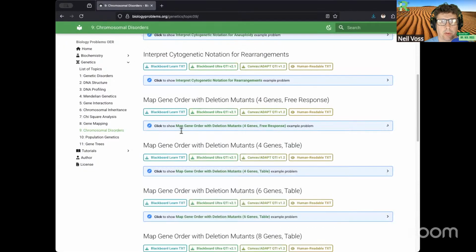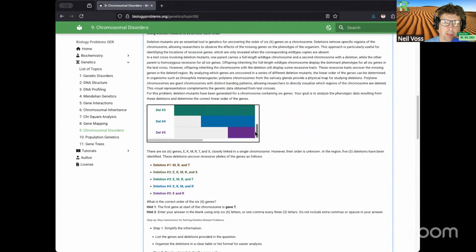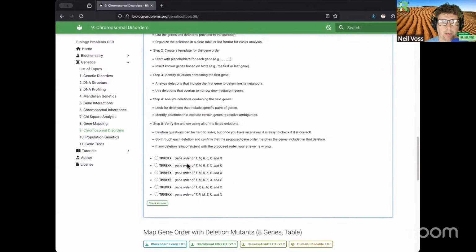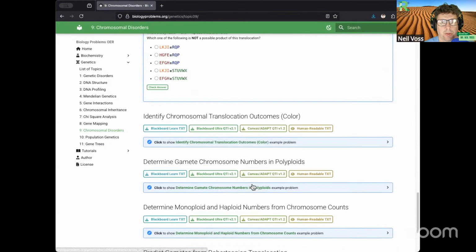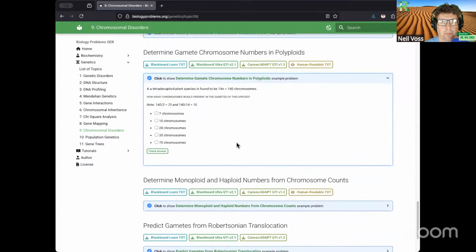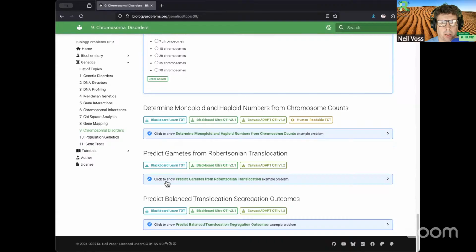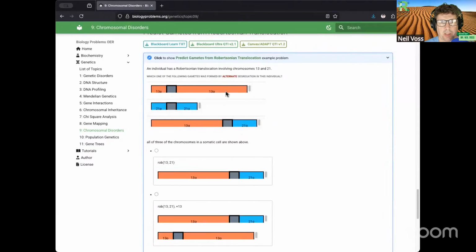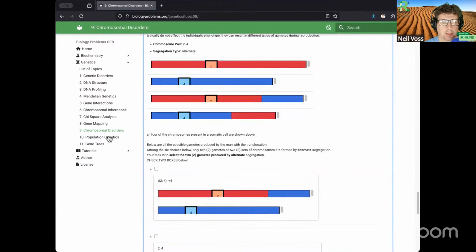and deletion mutants. I like the one with the picture. So for example, I got to fix the table here, but you can kind of see where the deletion mutants are. And they have to figure out the order of the genes, for example. Chromosomal translocation outcomes, gamete chromosome numbers, predict the gametes from a Robertsonian translocation, balanced translocations.